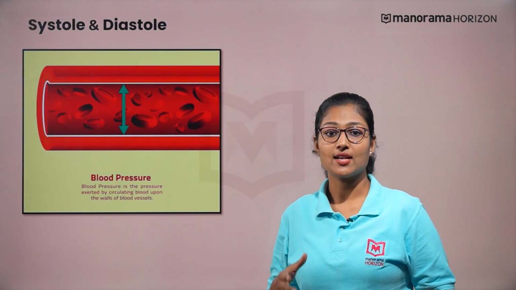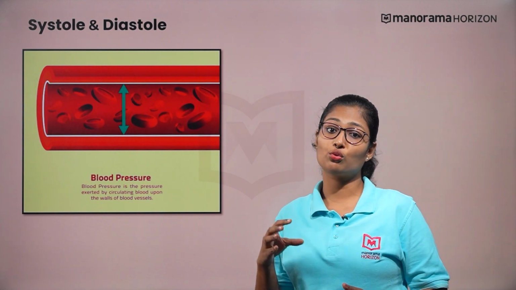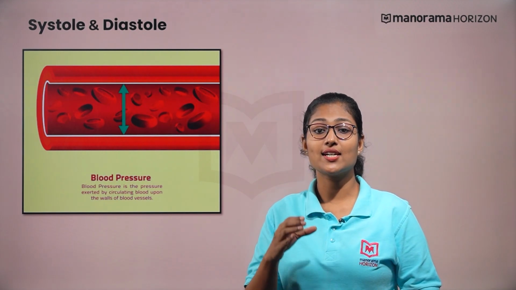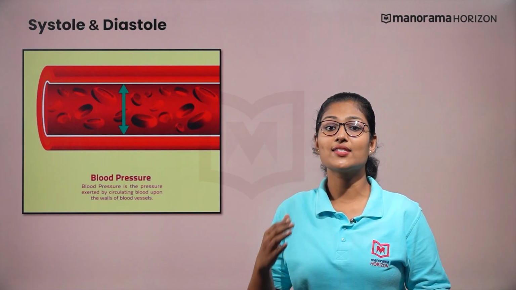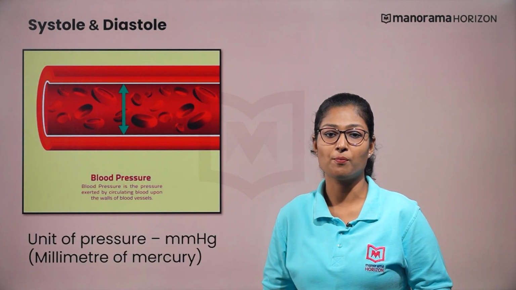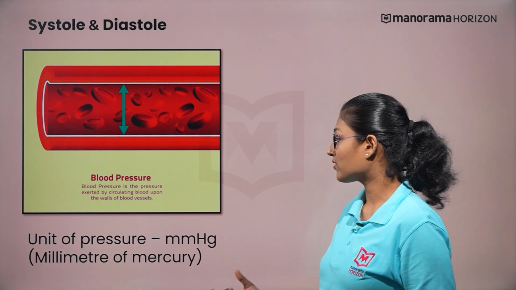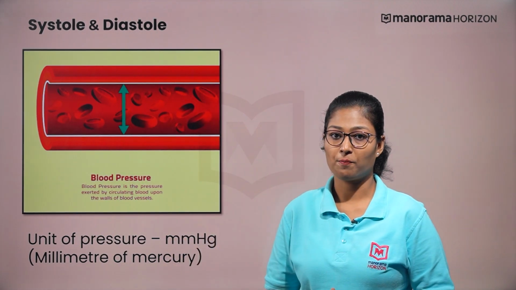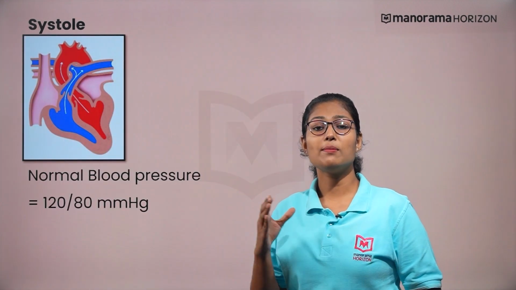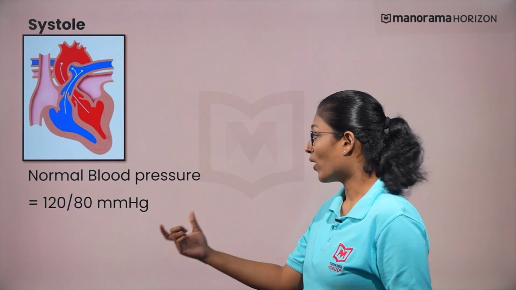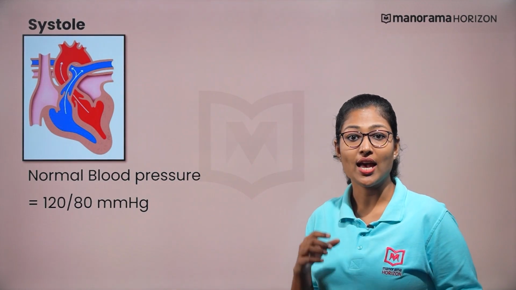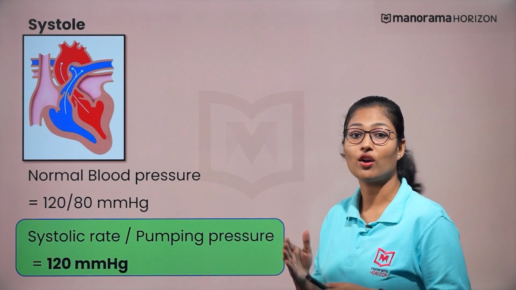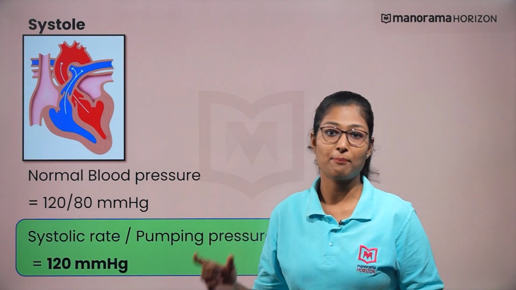When your heart beats, blood is squeezed and pushed through your arteries to the rest of your body. This force exerts a pressure on your blood vessels, resulting in your systolic blood pressure. The rate is expressed in mmHg, that is millimeters of mercury pressure. Recall that the normal blood pressure is 120 by 80 mmHg, and the 120 mmHg stands for the systolic rate or the pumping pressure.